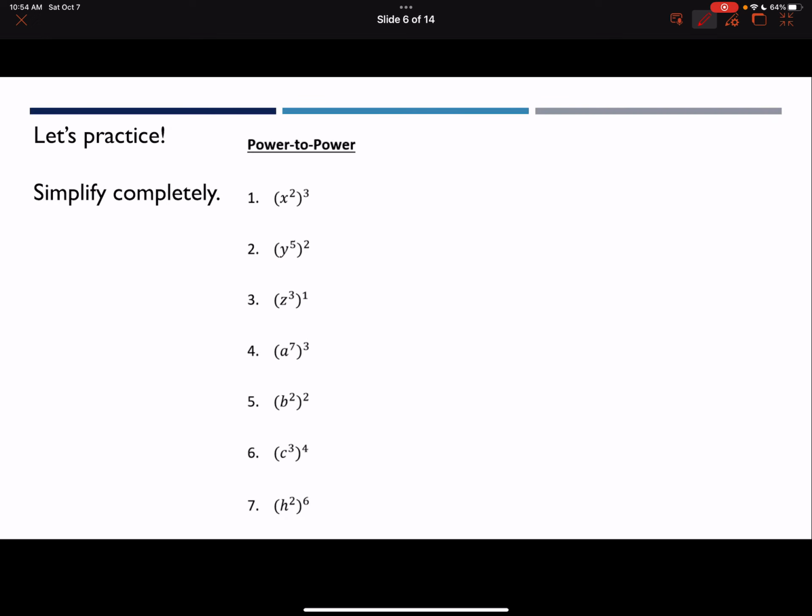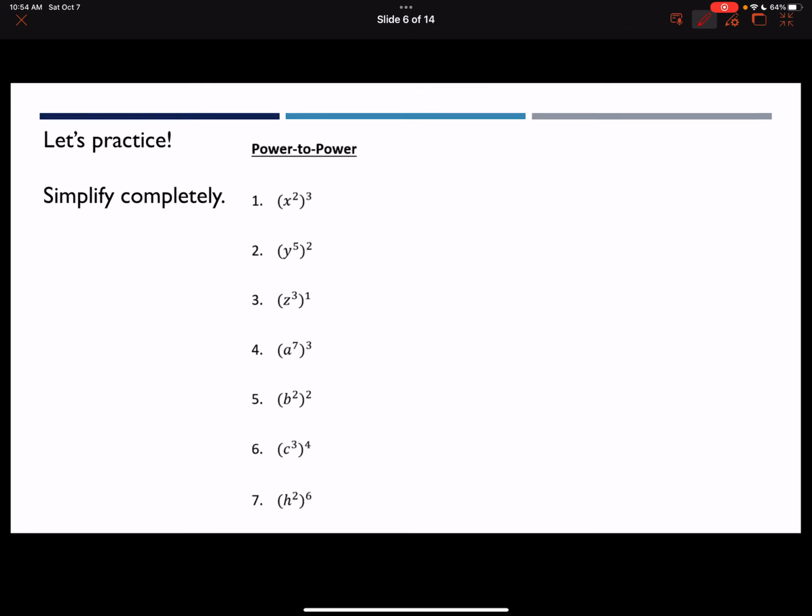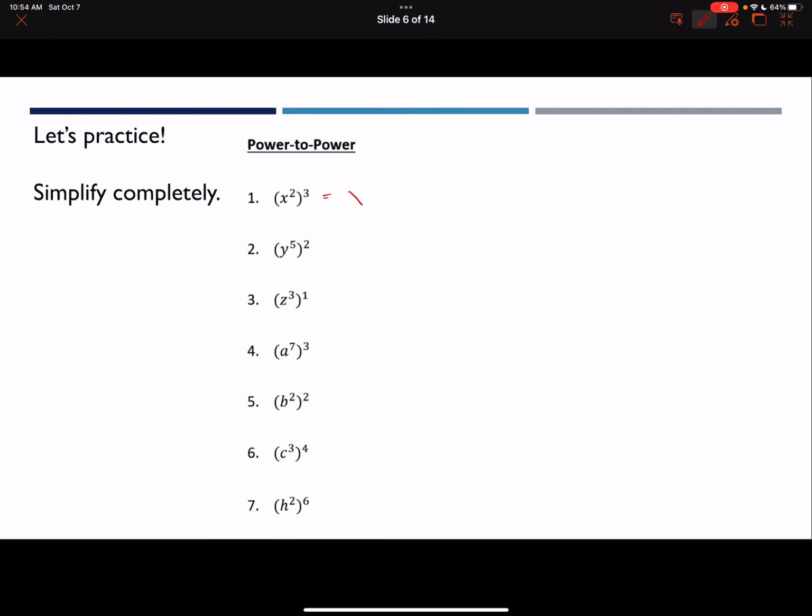All right, let's do some practice together. So these are just straight up power to power. We know when we raise the power to power, we multiply the exponents. So x to the second power to the third power. I'm multiplying the exponents, I get x to the 6th. I'm multiplying, these are both exponents, so y to the 10th. I would pause the video if I were you, fill the rest of these in, and then unpause and check your answers.